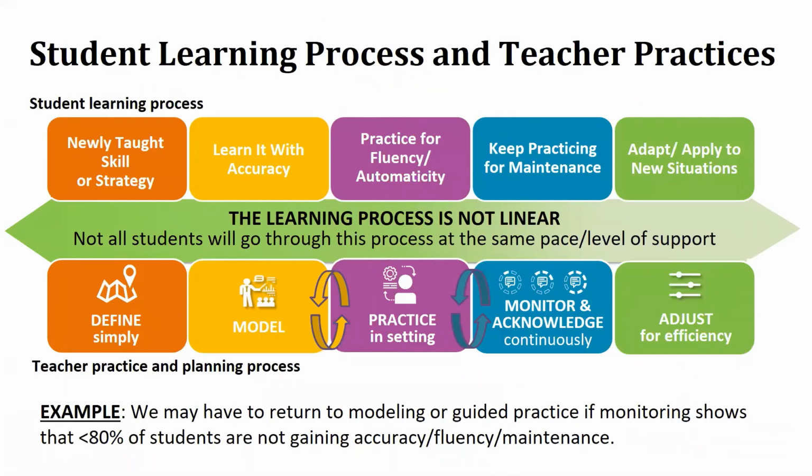Let's take a moment to summarize what we have covered in this section. This graphic represents the skill development model on the top row and the teacher implemented instructional cycle on the bottom row. Remember that learning is not a linear process, so the green dual-sided arrow in the center represents movement back and forth along the learning continuum. The example at the bottom refers to the use of this information. Simply put, if fewer than 80% of our students are reaching the desired outcomes, we need to return to instructional practices that strengthen learning.